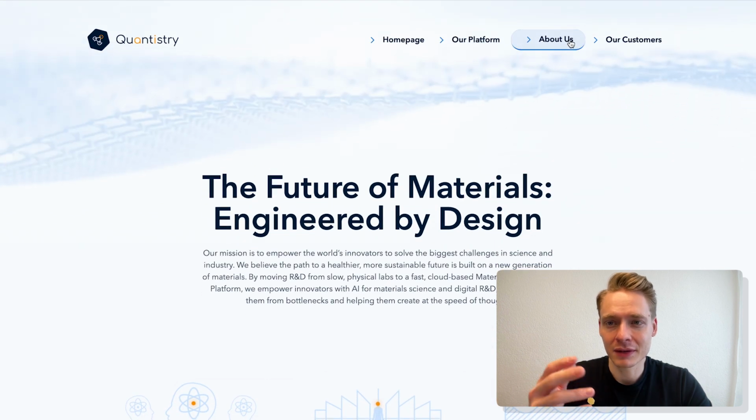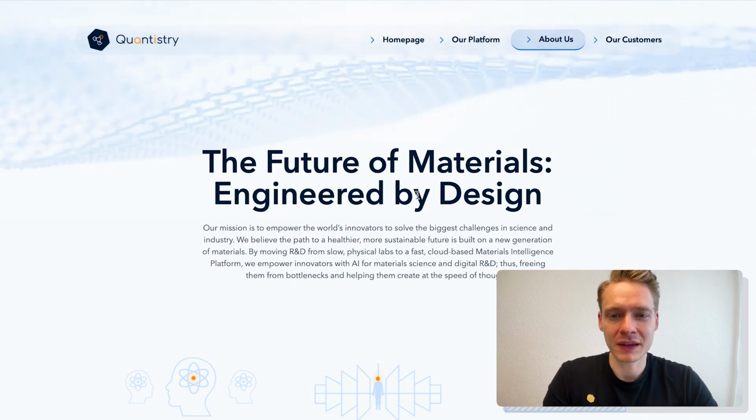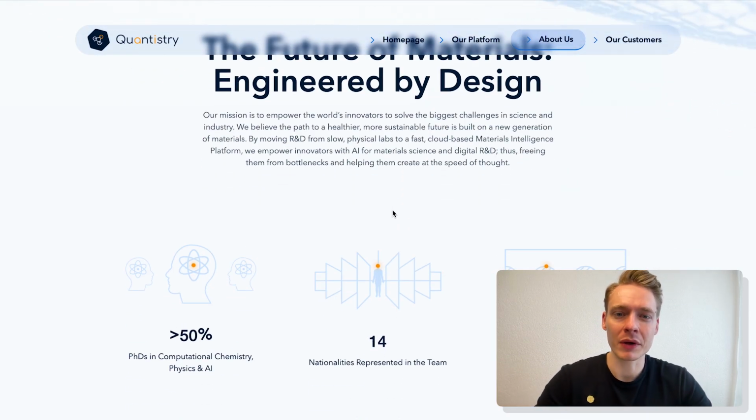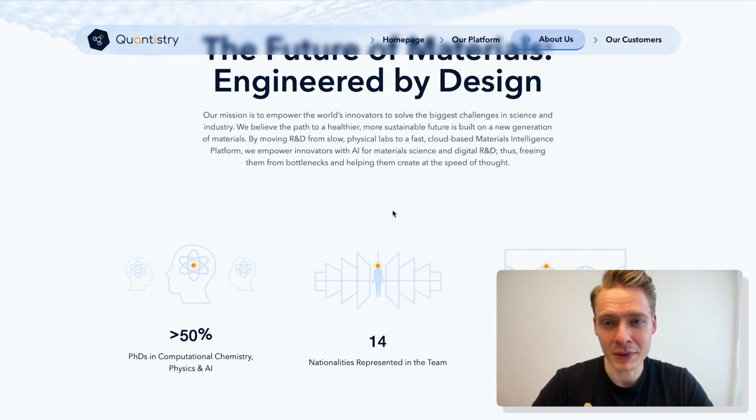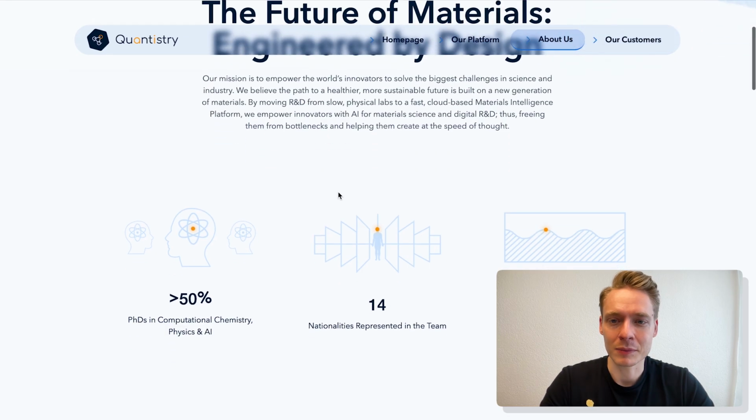Quickly about the company itself. As per usual, the future of materials engineered by design. Our mission is to empower the world's innovators to solve the biggest challenges in science and industry. We believe the path to a healthier, more sustainable future is built on a new generation of materials by moving R&D from slow physical labs to fast cloud-based material intelligence platform. We empower innovators with AI for material science and digital R&D, thus freeing them from bottlenecks and helping them create at the speed of thought.